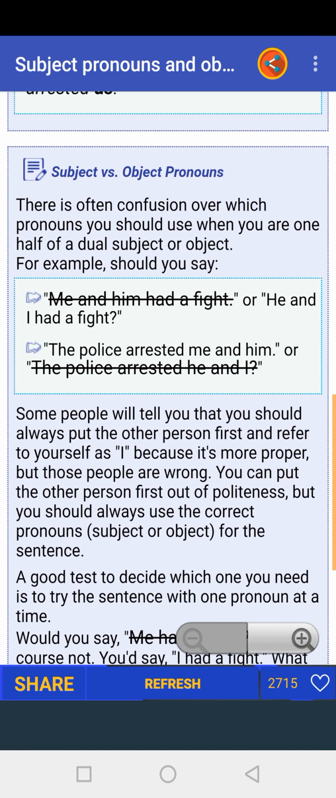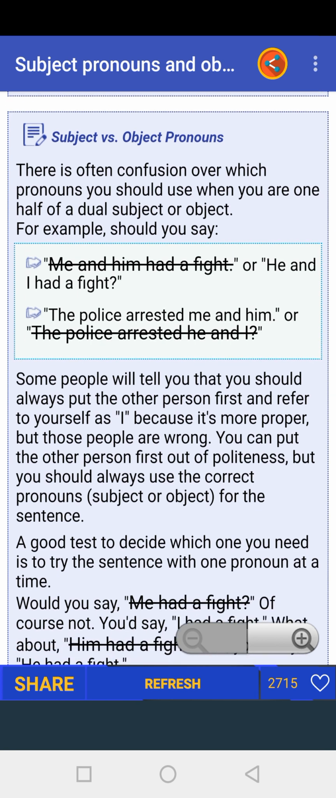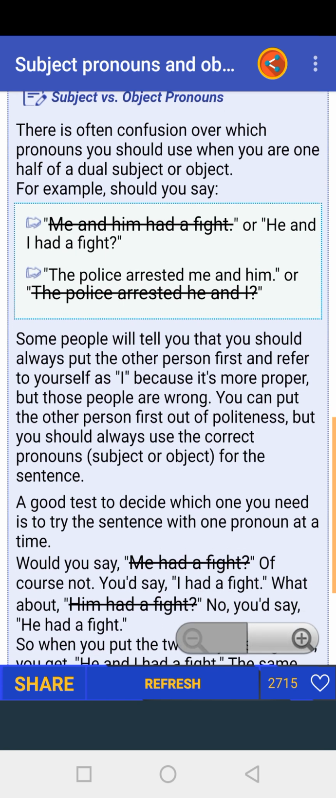So here is how to choose between subject and object pronouns. For example, we have this sentence, me and him had a fight, and you don't know if you should use me and him or he and I. So you just split the sentence into two sentences, and you say, should I say him had a fight or he had a fight? The correct answer is he had a fight. And likewise, me had a fight or I had a fight? The correct answer is I had a fight. And then you join the two small sentences into one sentence. So he and I had a fight.